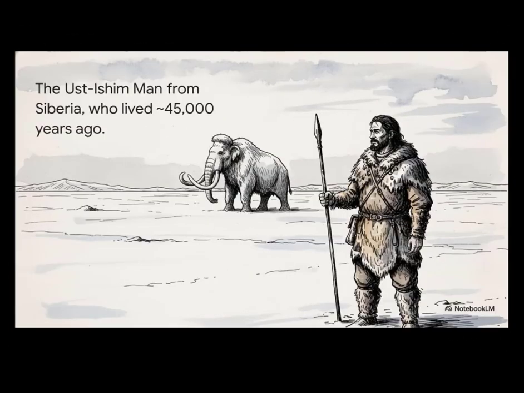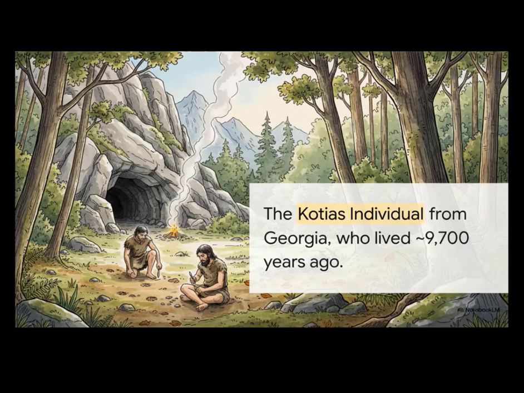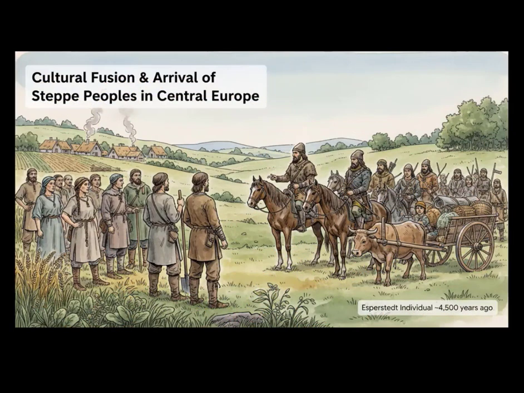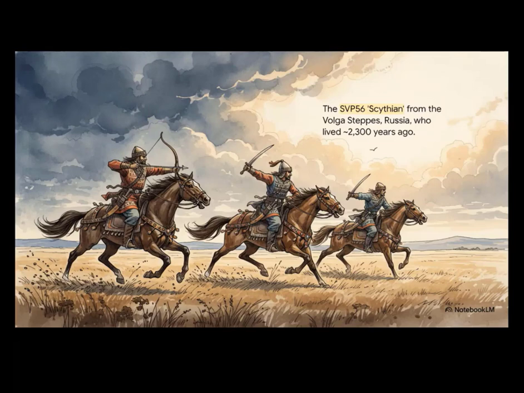So our first stop takes us deep into the Ice Age. For our next match, we're taking a massive leap forward in time, over 35,000 years. Your next match takes us to the dawn of agriculture in Anatolia, what's now Turkey. This next match places you right in the middle of a major cultural collision in Central Europe. For our final stop, we travel back out to those vast grasslands of the Eurasian steppe.